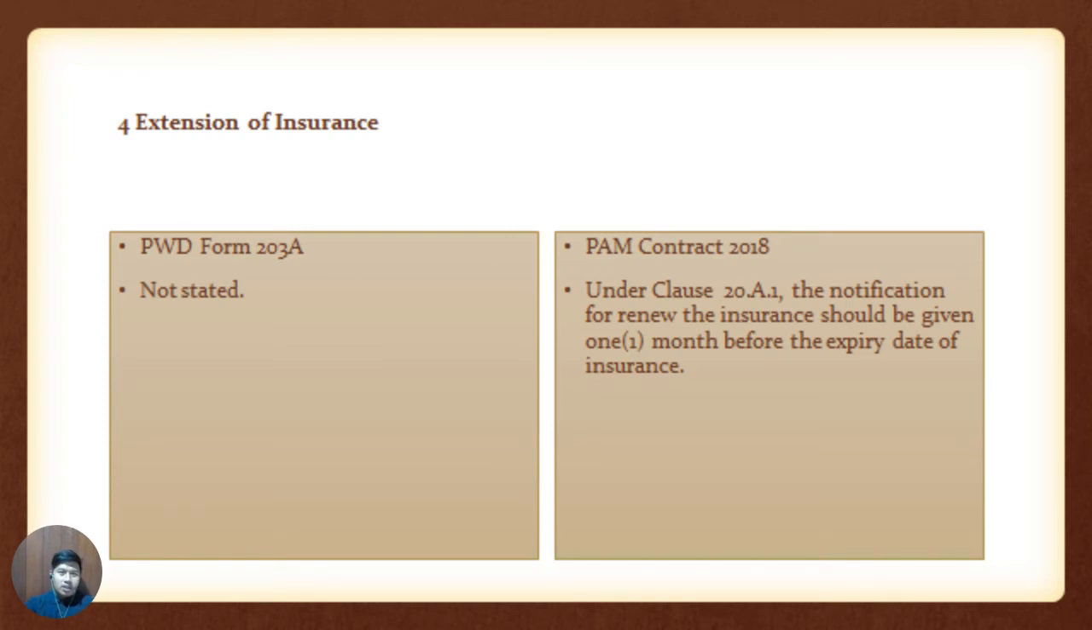The next one is extension of insurance. In PWD Form 203A it is not stated. Meanwhile, in PAM Contract 2018, under clause 20.A.1, the notification to renew the insurance shall be given 1 month before the expiry date of the insurance.